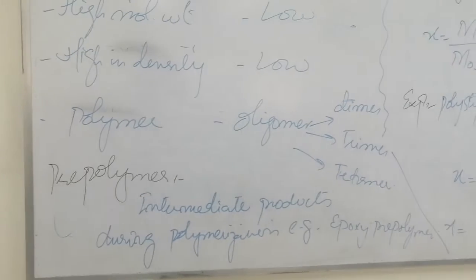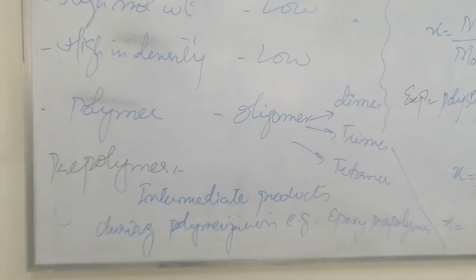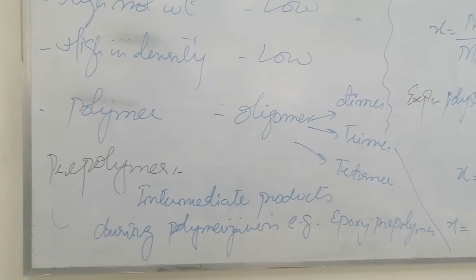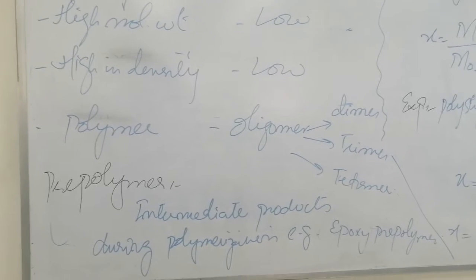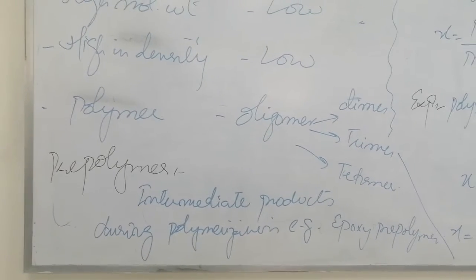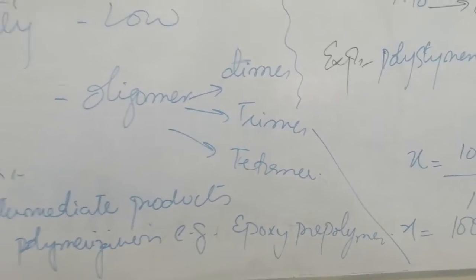Then there is another form called a pre-polymer. All the intermediate products formed during polymerization, before the polymerization is complete, are pre-polymers. If they are stable enough, we can even determine their molecular masses. One example of a pre-polymer is the epoxy pre-polymer.